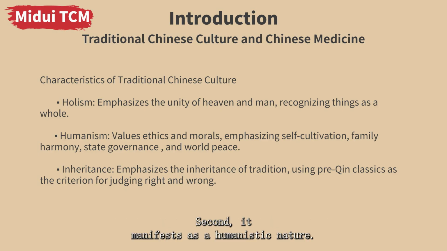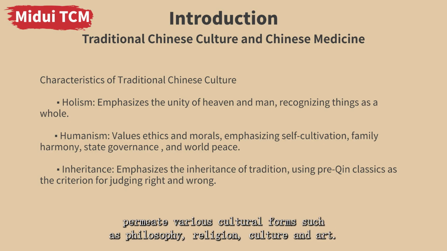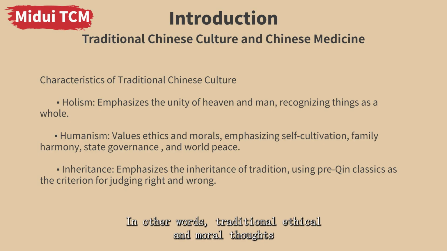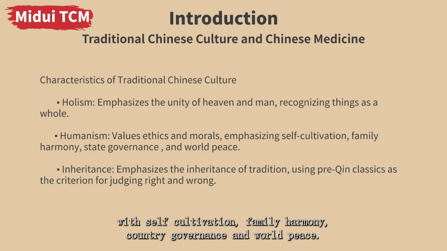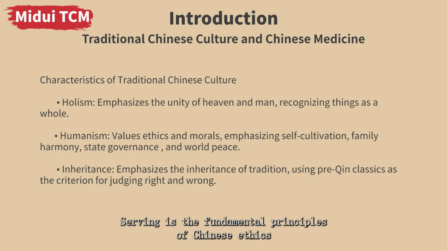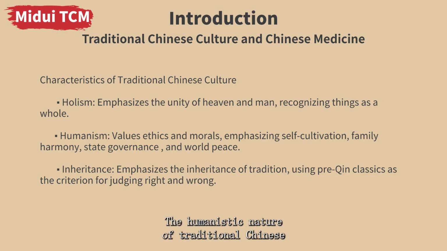Second, it manifests as a humanistic nature. Traditional Chinese culture places great emphasis on ethics and morality, which permeate various cultural forms such as philosophy, religion, culture, and art. In other words, traditional ethical and moral thoughts occupy a very important position in traditional Chinese culture, with self-cultivation, family harmony, country governance, and world peace serving as the fundamental principles of Chinese ethics and traditional culture, among which self-cultivation is paramount. The humanistic nature of traditional Chinese culture is prominently manifested in its emphasis on individuals cultivating themselves to become noble-minded individuals.